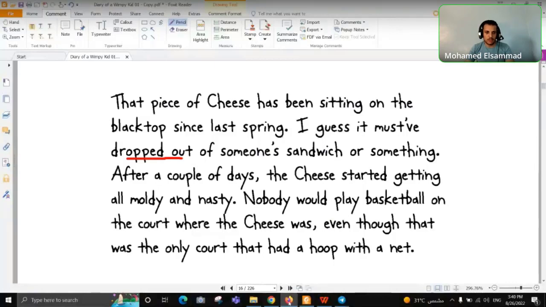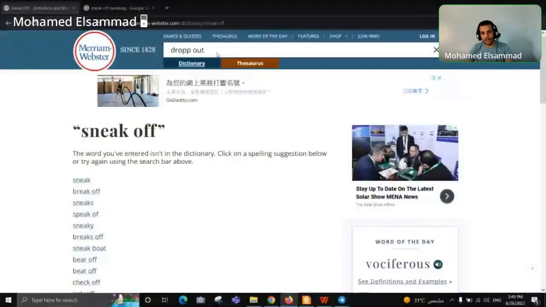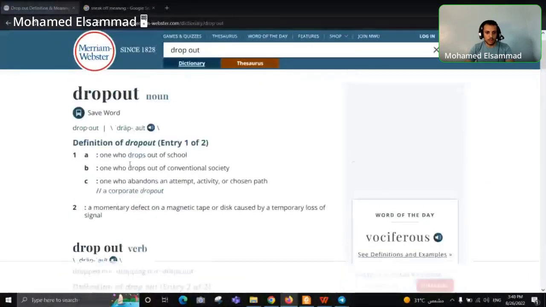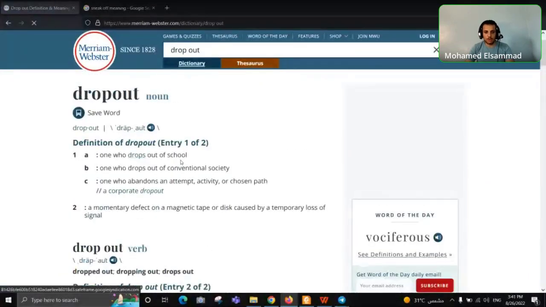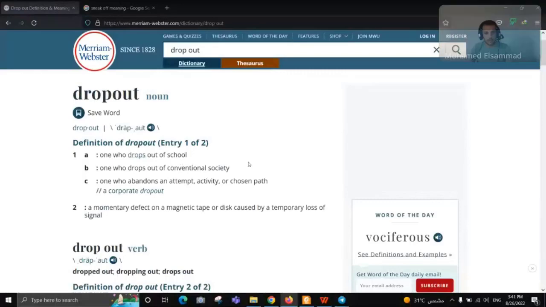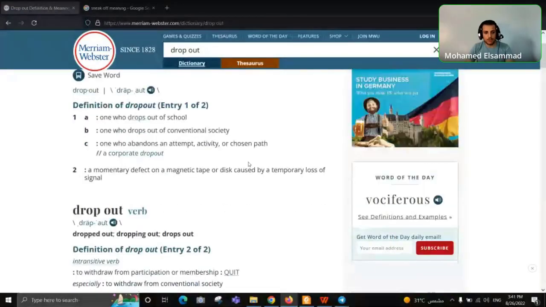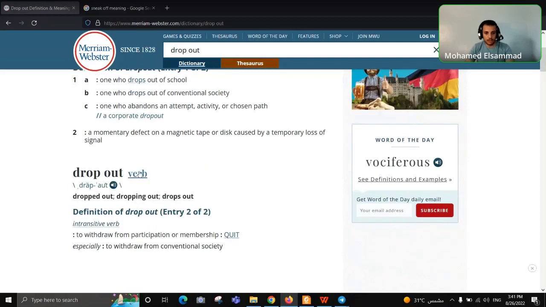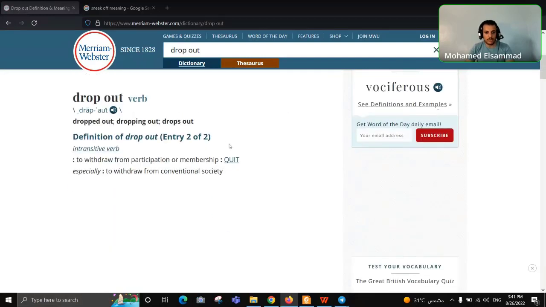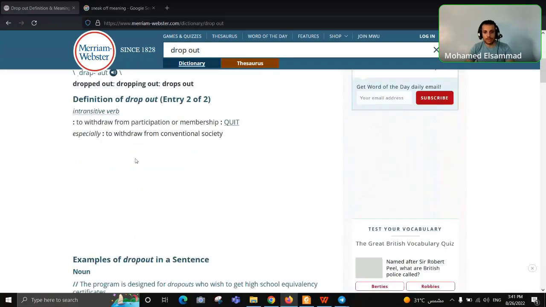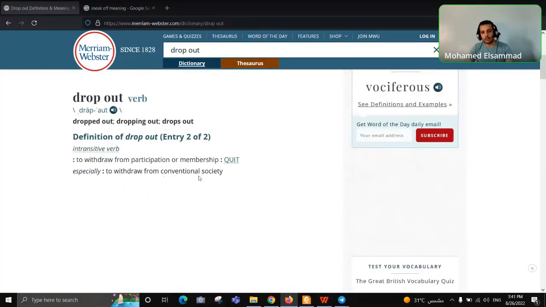Let's find out. Dropped out. So drop out means one who drops out of school. A person or a school dropout. It has two meanings actually. A person who leaves the school, who's not in school anymore. A person drops out of conventional society. And another thing, as a verb, this is as a noun. As a verb, it means to withdraw from participation or membership, to withdraw from conventional society, quit.